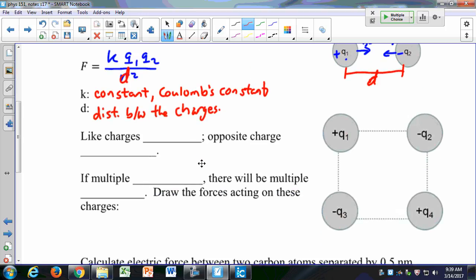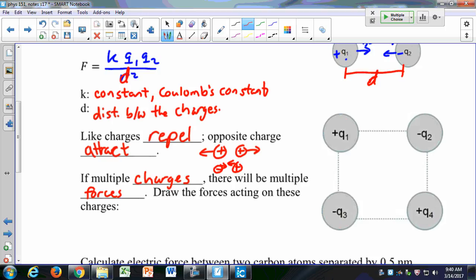Like charges attract. No, I'm sorry. Like charges repel. Opposite charges attract one another. So if I have two positive charges, they'll feel a force that's opposed to one another. And if I have two negative charges, or a negative and a positive charge, those two charges will feel an attractive force towards one another. If you have multiple charges, there will be multiple forces.